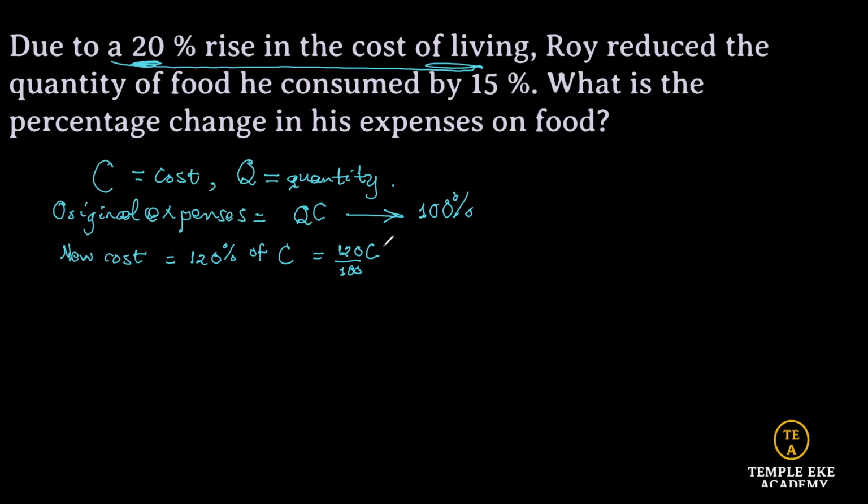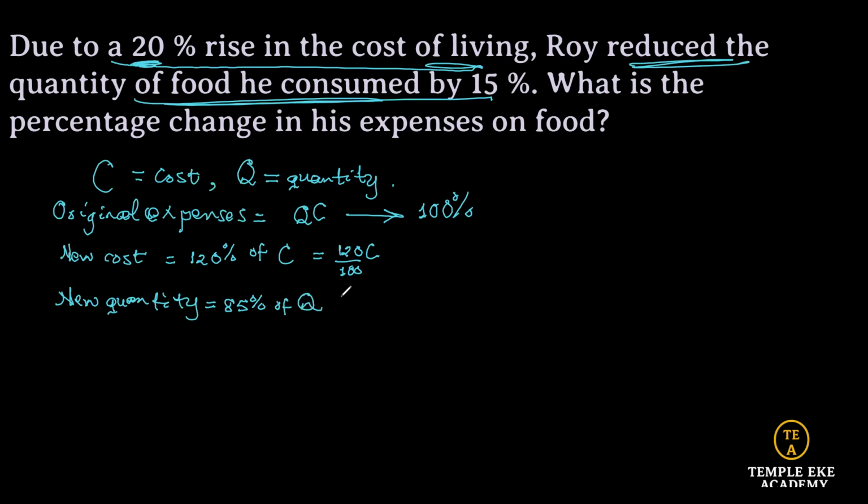And now there is also a reduction in the quantity of food consumed by 15%. So we have new quantity of food consumed by what? You reduce the quantity of food consumed by 15%. Take 15% out of 100, we have 85%. So that's going to be 85% of the original quantity consumed, which is going to give us, of course, 85 over 100 multiplied by the quantity of food consumed. That's right. Now we can have the new expenses.